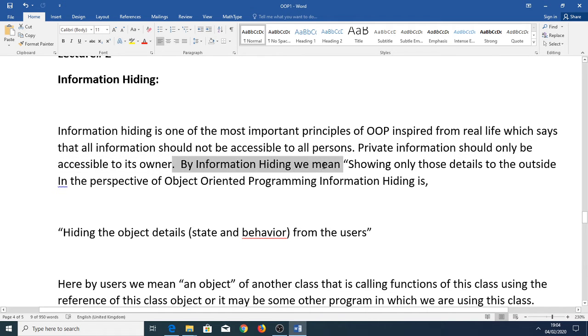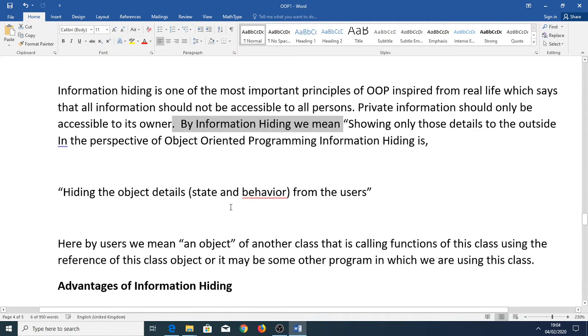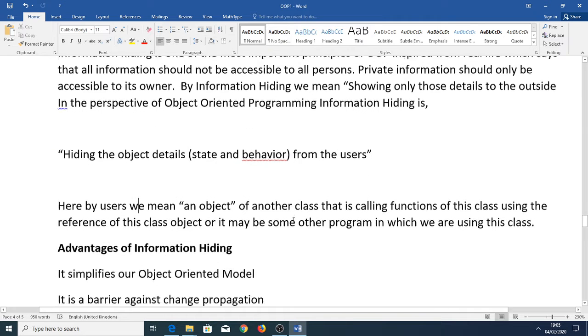By information hiding, we mean showing only those details to the outside. In perspective of object-oriented programming, information hiding is hiding the object details, state and behavior from the users. Here users are the other objects. Here by users we mean an object of another class that is calling functions of this class using the reference of this class object, or it may be some other program in which we are using this class.